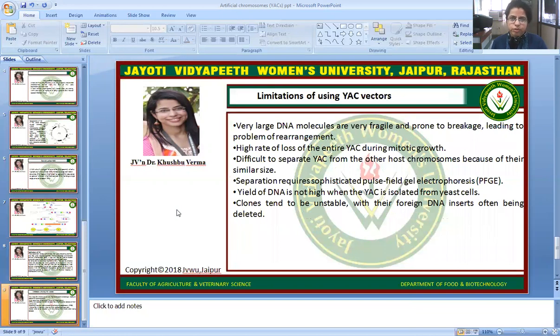Now we come to the limitations of using the YAC vector. Large DNA molecules are very fragile and prone to breakage, leading to the problem of rearrangement. There is a high rate of loss of the entire YAC during mitotic growth, and it is difficult to separate YAC from the other host chromosomes because of their similar size. Separation requires sophisticated pulsed field gel electrophoresis, PFGE, and the yield of DNA is not high when the YAC is isolated from the yeast cell. That is a major problem, and clones tend to be unstable, with their foreign DNA inserts often being deleted.